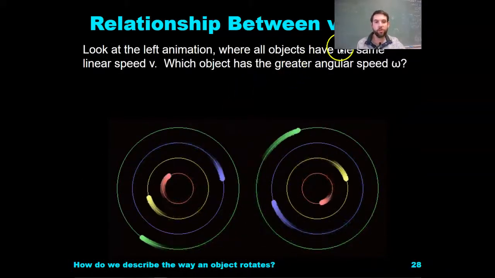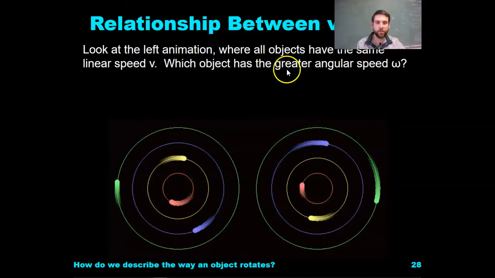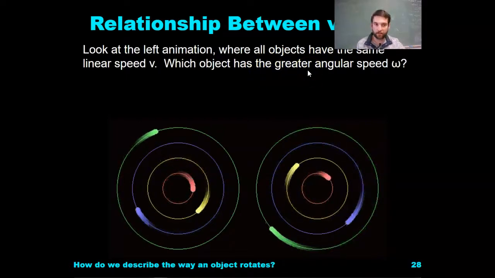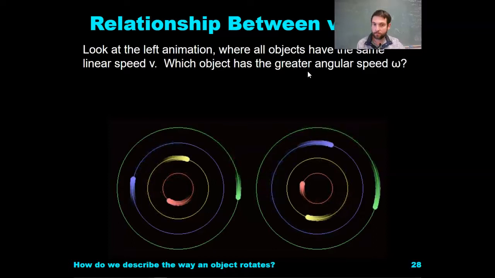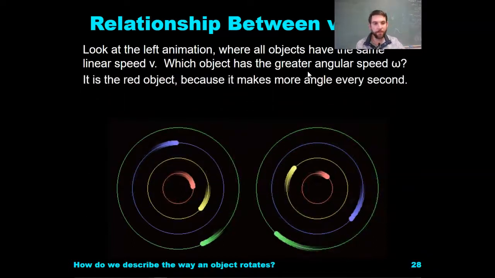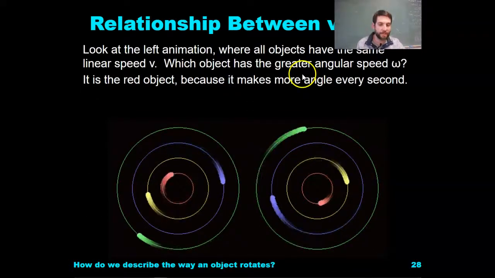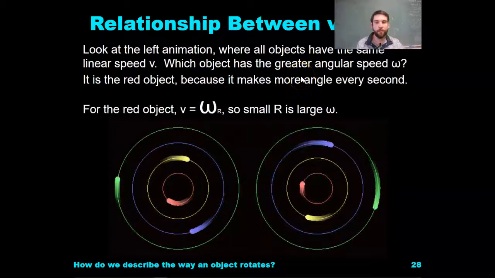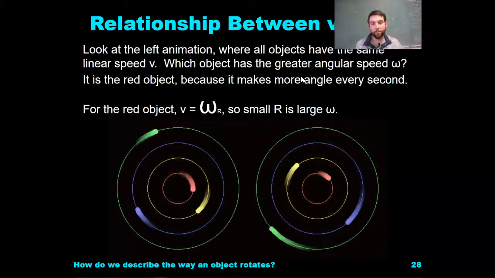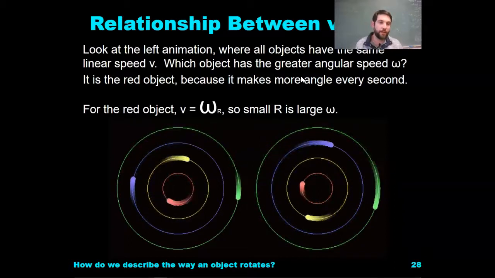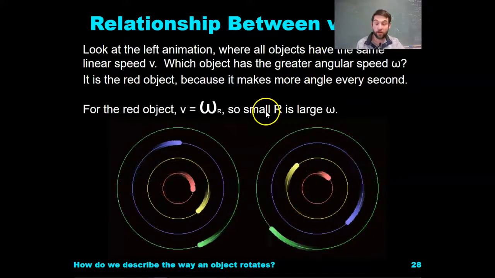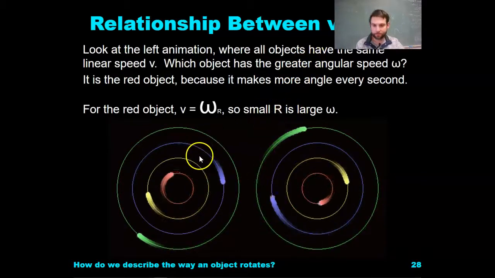On the left animation, where the objects have the same linear speed, which object has a greater angular speed? Red object, because it makes more angles per second. For the red object, v equals big omega times little r. So r is small, and omega is large.